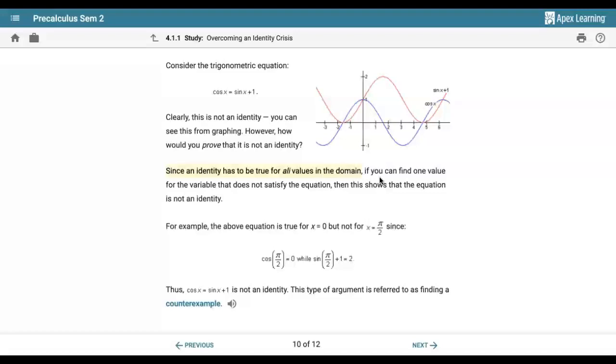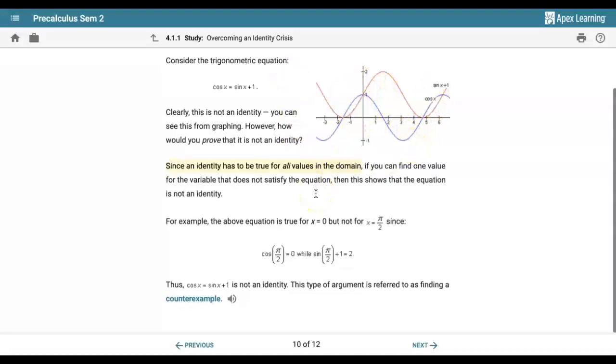It's not an identity. We could pick any point along this line, but notice the 2 graphs don't match up perfectly. They're not right on top of each other. Therefore, it is not an identity. If I asked you to use a specific point here, look at where x is equal to 0. It works for x equals 0 here. They're at the same point.